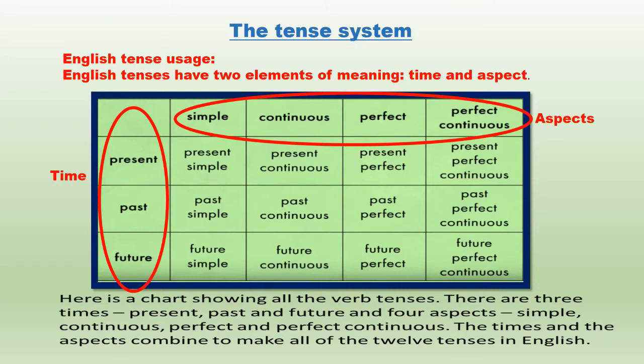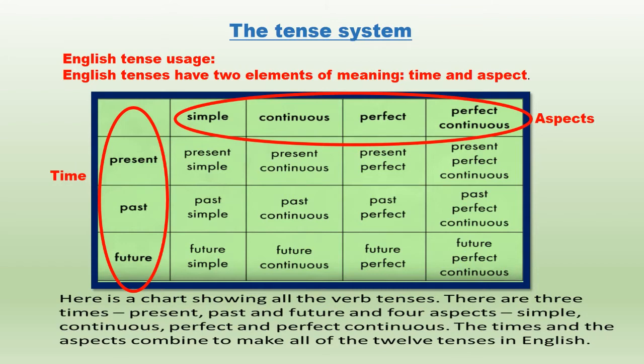Now let's talk about the usage of English tenses. English tenses have two elements of meaning, time and aspect. Time can be present, past, and future, while aspects can be simple, continuous, perfect, or perfect continuous. The combination of these two elements makes the 12 tenses in English: present simple, present continuous, present perfect, present perfect continuous, past simple, past continuous, past perfect, and past perfect continuous. For the future, either future simple or future continuous, or future perfect and future perfect continuous.